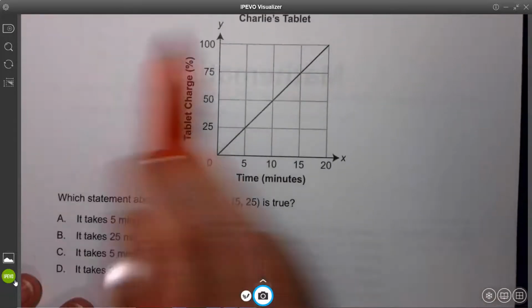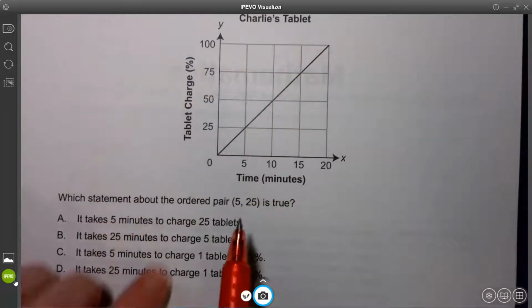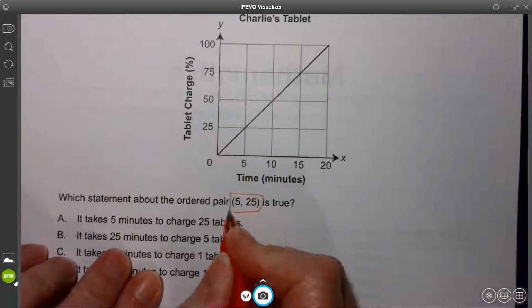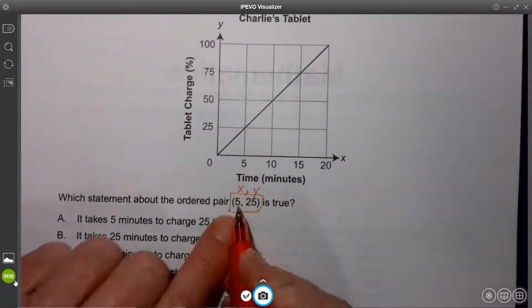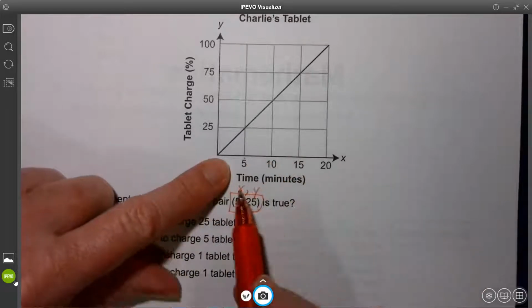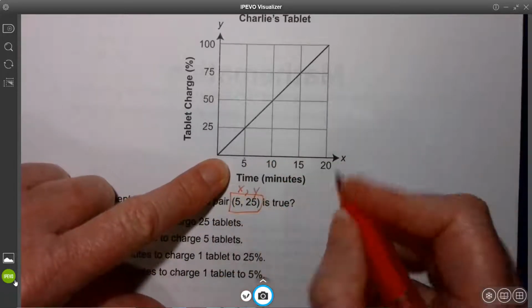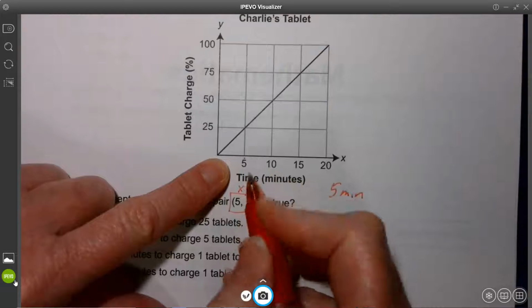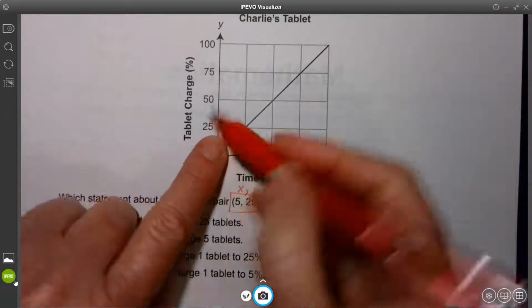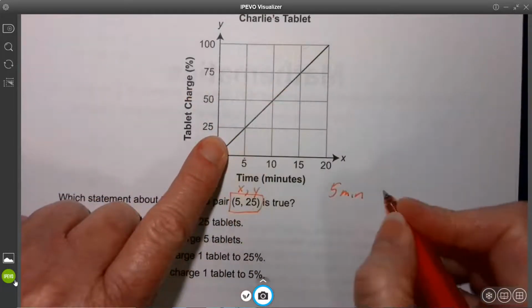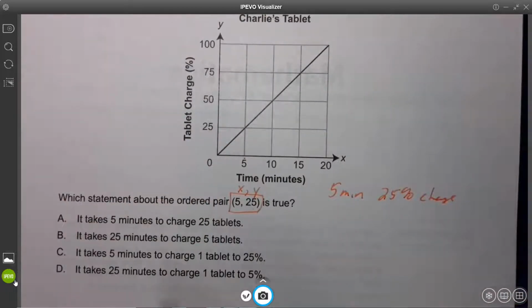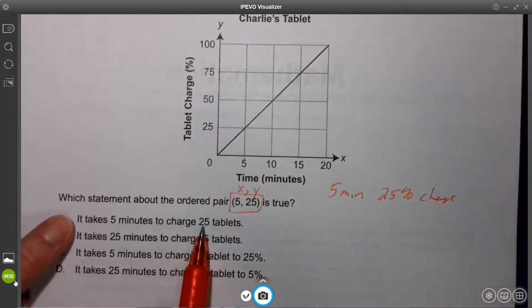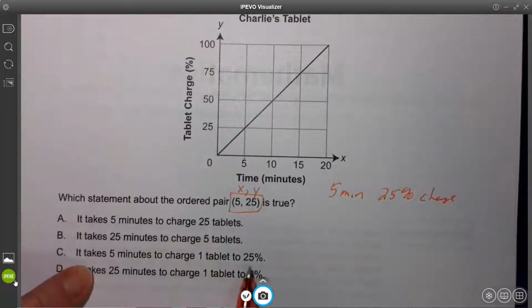So what we're doing on this one is it gives us a chart, and then it says, what does this ordered pair mean? So when you look at ordered pairs, remember your ordered pairs always go alphabetical order, X and Y. So 5 is the X coordinate. Well, what is the X coordinate standing for? Time. So 5 minutes, okay? And then on the Y-axis, 25. What does 25 stand for? How much is charged. Then it's going to have a 25% charge. Okay? So 5 minutes, charge 25 tablets. Nope. It's a 25%. So see how it's going to be C.